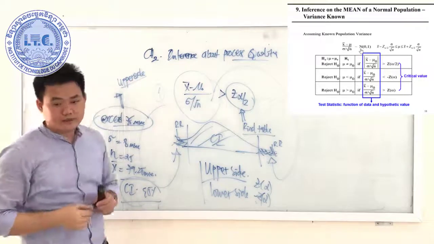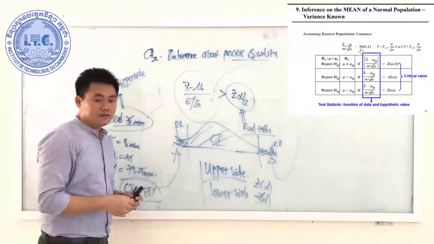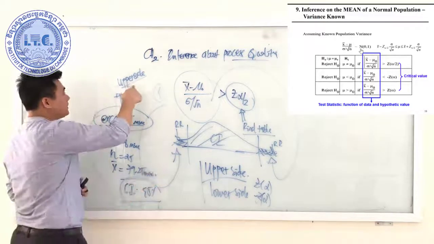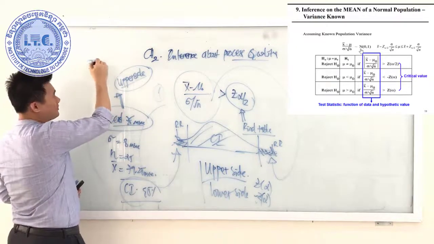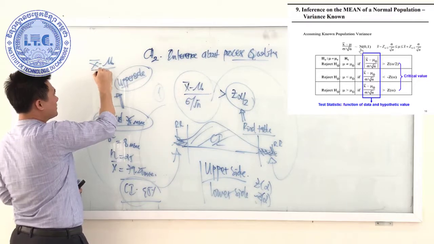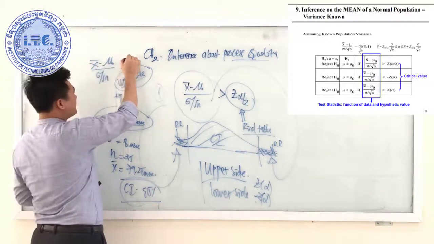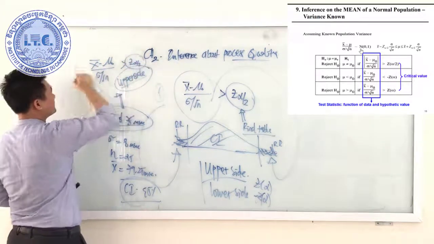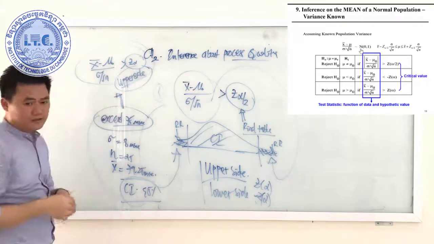Okay, you're going to test the upper side control limit. You need to find out whether (X bar minus mu) over sigma squared is bigger than this one. This is the upper side. You test the upper side.